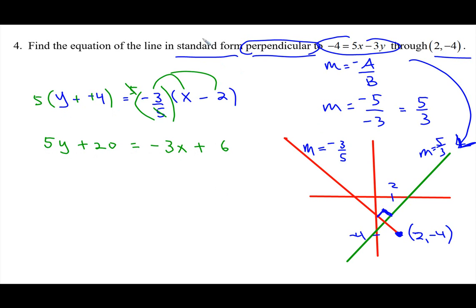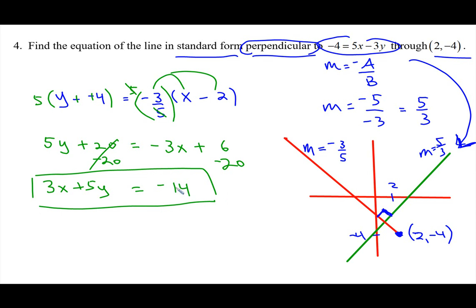Now since we want standard form, this x is negative, so I'm going to move it over here so that it becomes positive, because we want x to be positive. So I'm going to move this x over here, so that'll be positive 3x plus 5y. I'm going to minus 20 on both sides here. So that's going to leave me with negative 14. So what we've just found right here is the equation of this perpendicular line to this line in standard form.